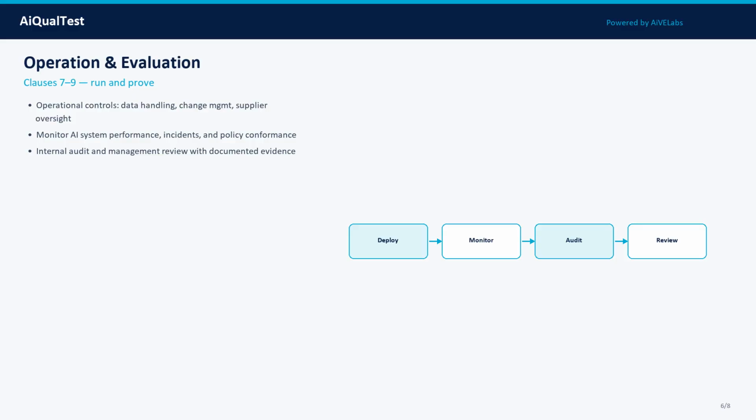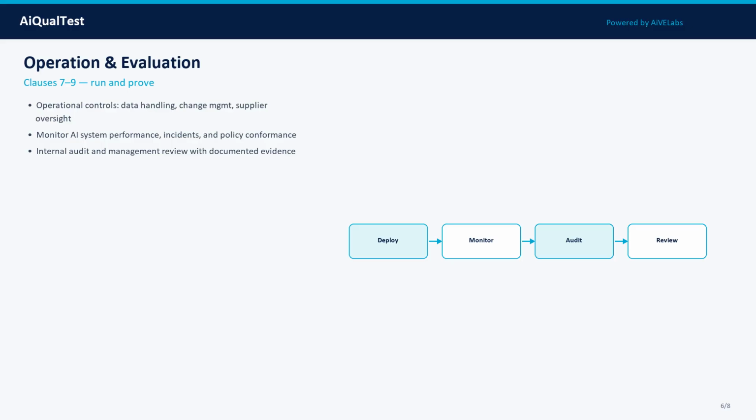Clauses 7 through 9 cover support, operation, and performance evaluation. This is where governed testing, logging, incident handling, and management review evidence matter. In 2026, buyers expect traceability from policy to test run to release decision.